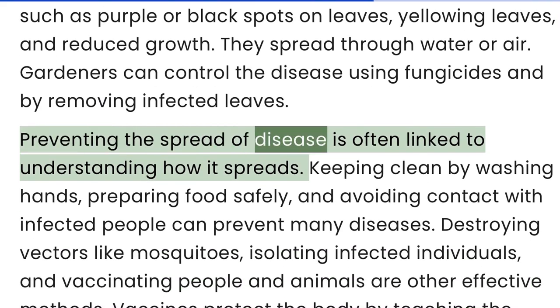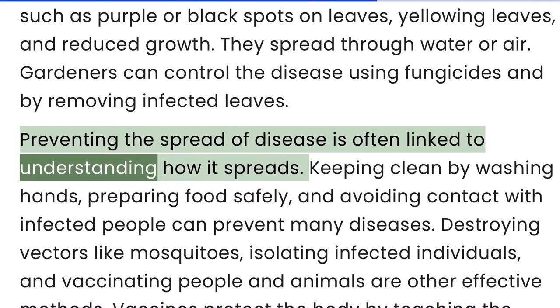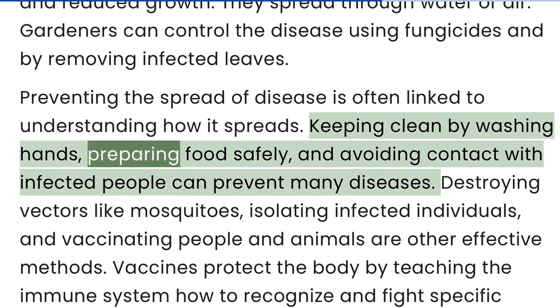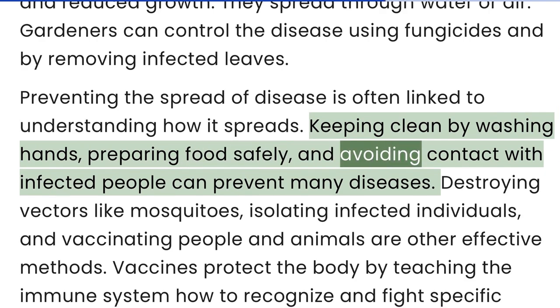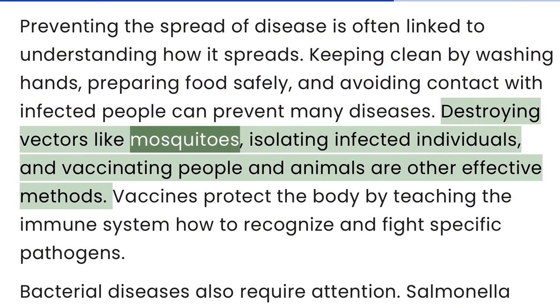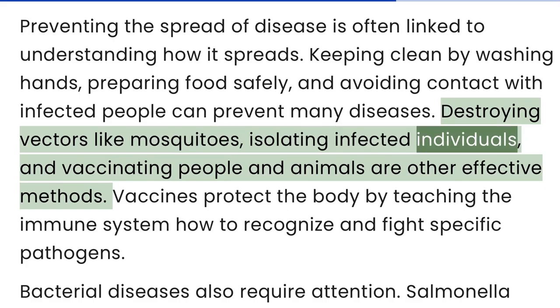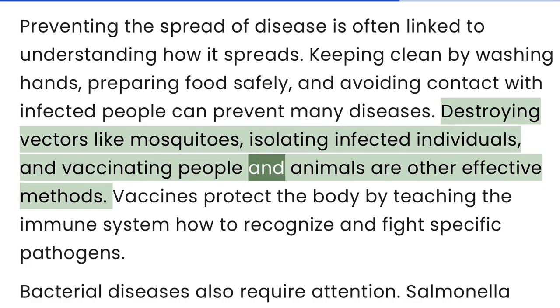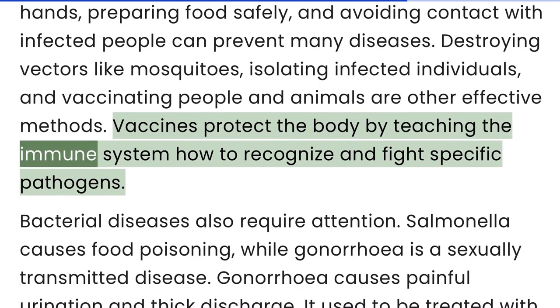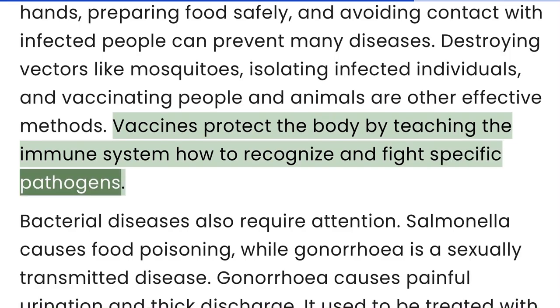Preventing the spread of disease is often linked to understanding how it spreads. Keeping clean by washing hands, preparing food safely, and avoiding contact with infected people can prevent many diseases. Destroying vectors like mosquitoes, isolating infected individuals, and vaccinating people and animals are other effective methods. Vaccines protect the body by teaching the immune system how to recognize and fight specific pathogens.